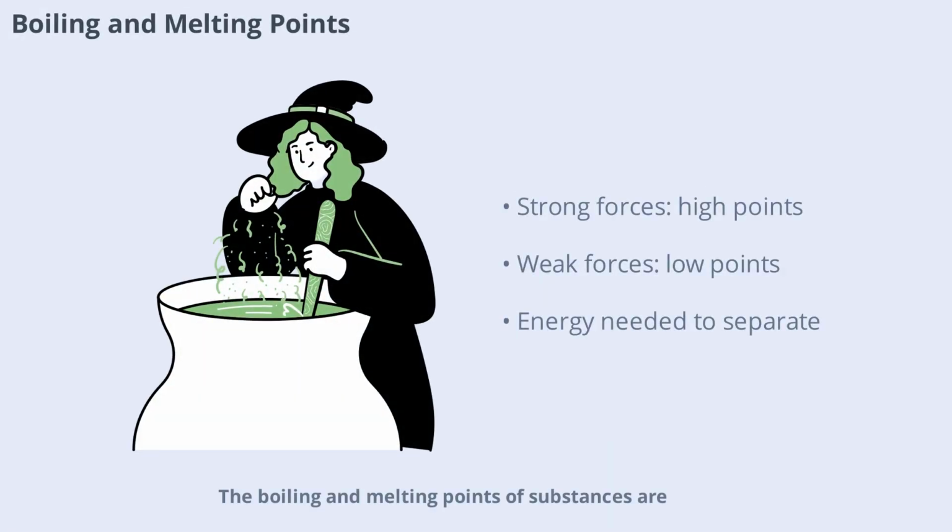Boiling and melting points of substances are directly linked to the strength of their intermolecular forces. Substances with strong forces like water require more energy to separate their molecules, resulting in higher boiling and melting points. Substances with weak forces like methane boil and melt at much lower temperatures.